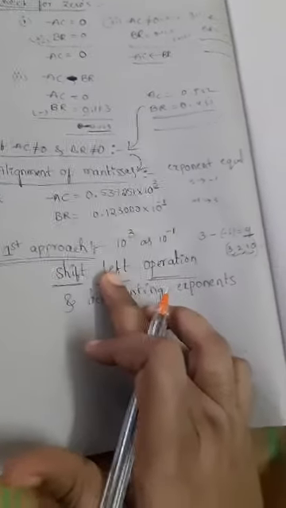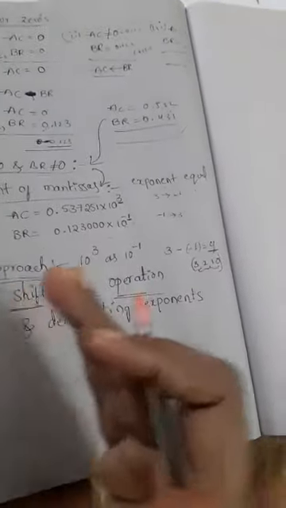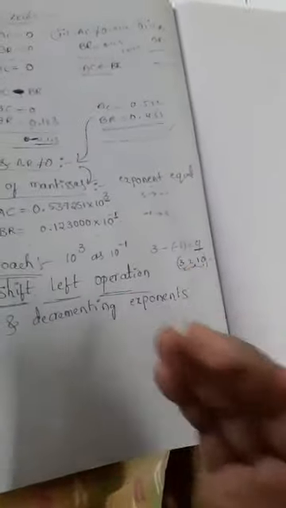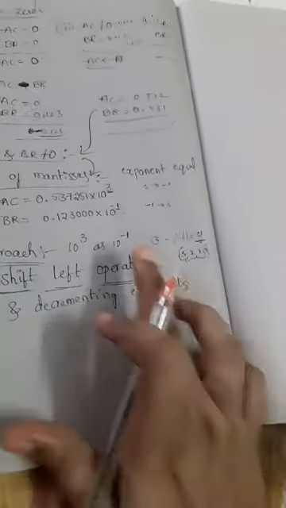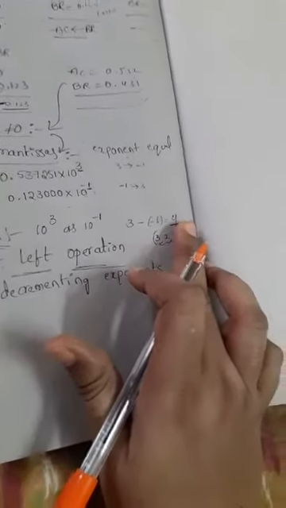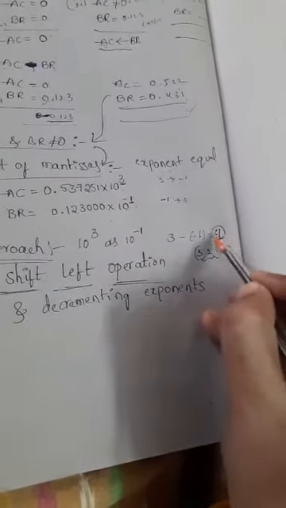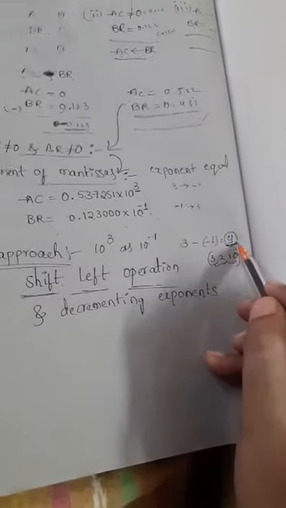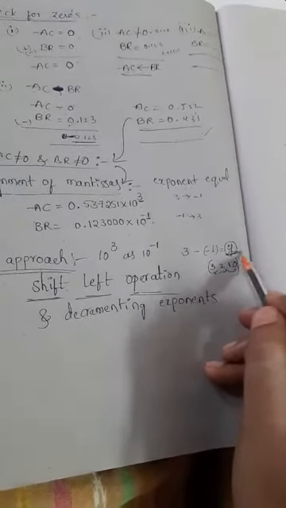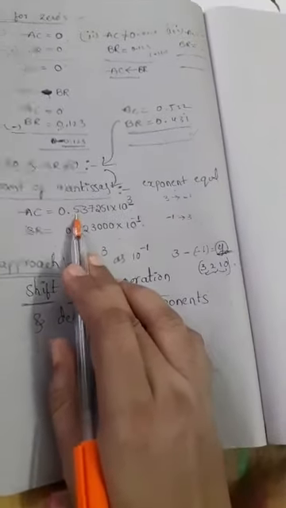We know what the shift left operation is, right? Zeros are appended on the right side and all the bits are shifted to the left by as many positions as we want. Here the difference between 3 and minus 1 is 3 plus 1, which is 4. So we have to shift each bit 4 positions to the left. We are performing the shift left operation, so zeros will be added on the right side of the first number.